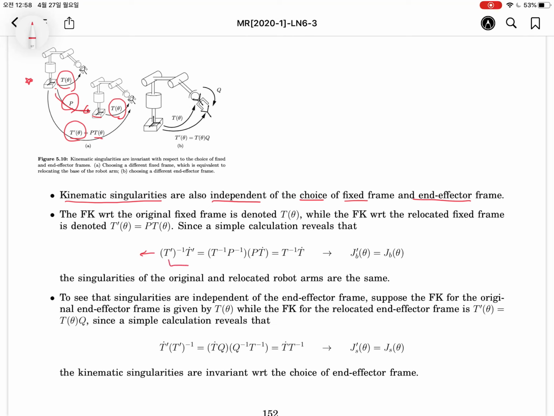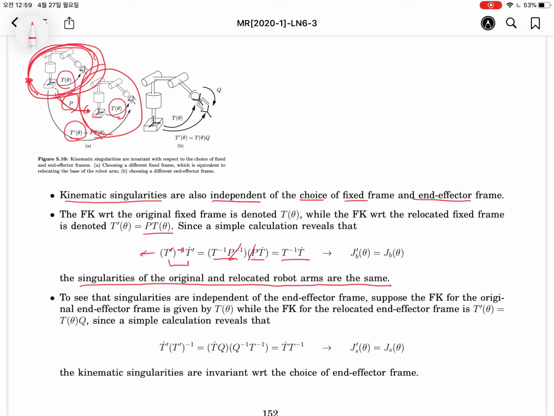Okay, let's obtain the twist of this relocated robot, T prime inverse T prime dot. The T prime is obtained as P times T, so the inverse is obtained like this, and that P dot. Okay, so the P's cancel out each other, and we arrive at the twist of the previous manipulator. So relocation of the robot does not affect any singularity. The previous posture has some singularity. The singularity is maintained under relocation of the robot, because the singularity of the original and the relocated robot arms are the same.